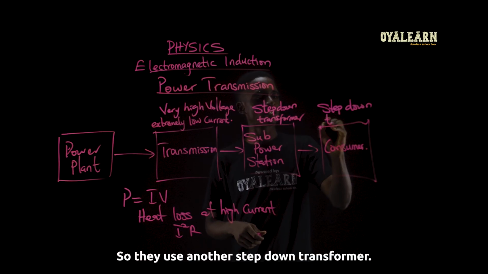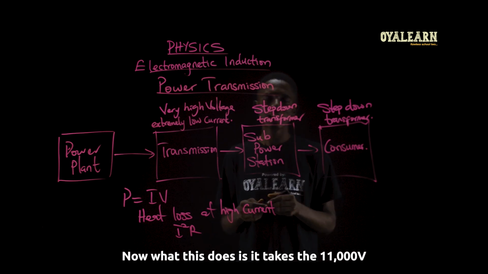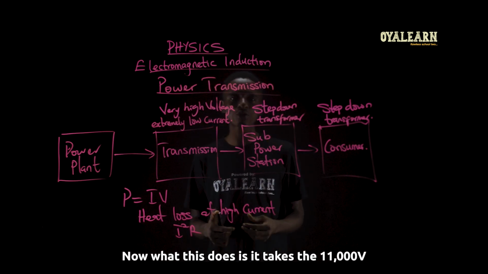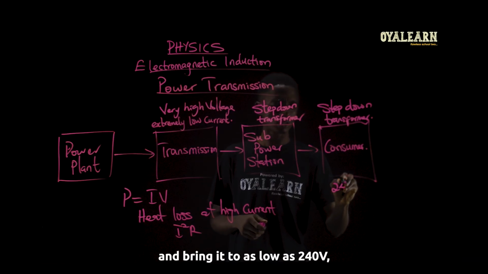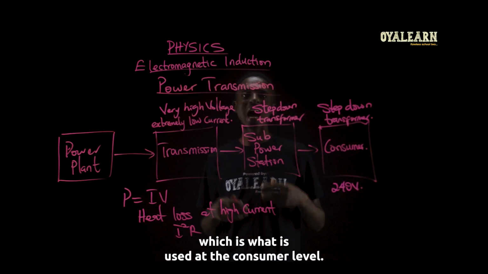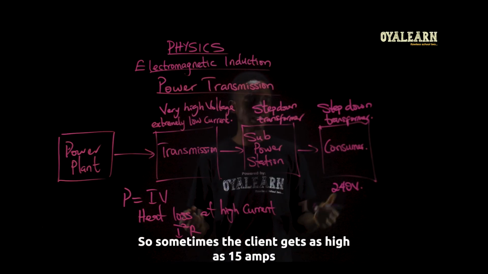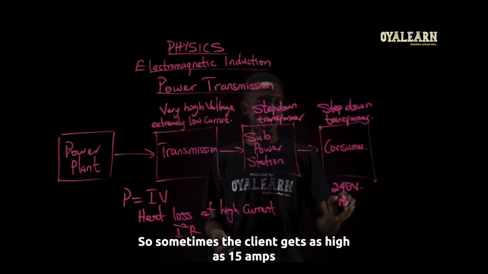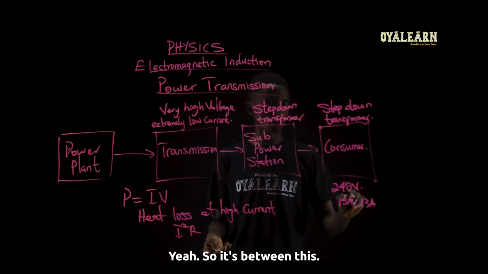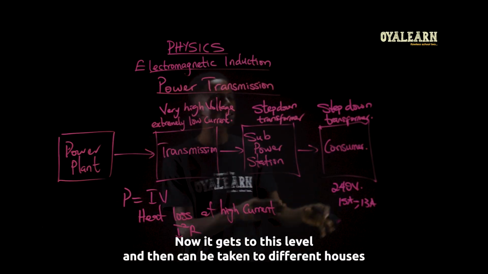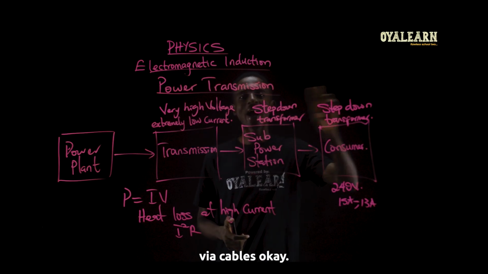So they use another step down transformer. What this does is it takes the 11,000 volts and brings it to as low as 240 volts, which is what is used at the consumer level. At this level, the current must have increased. Sometimes the current gets as high as 15 amperes or at the minimum 13 amperes. So it's between this.